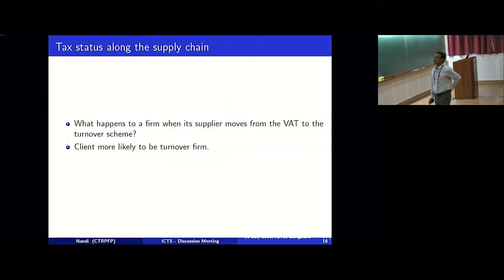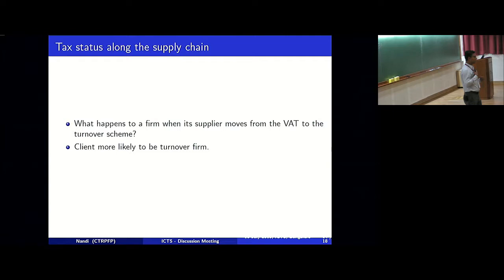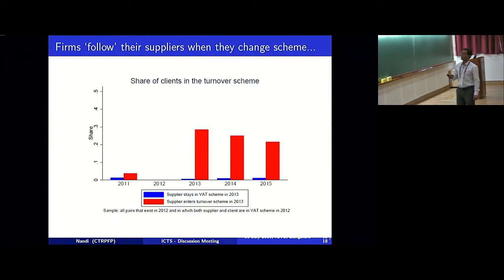So then we ask what happens to a firm when its suppliers move from the VAT scheme to the turnover scheme. This is the two-minute simple exercise we do. We are claiming that the kind of trade link I have with other firms is influential in determining my survival in the tax scheme or my choice of the tax scheme. We want to see what happens to me when my supplier changes his tax status from VAT to turnover. Now this is, I guess, the last graph.